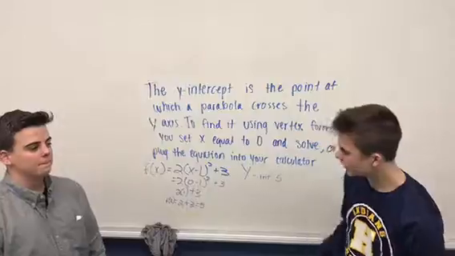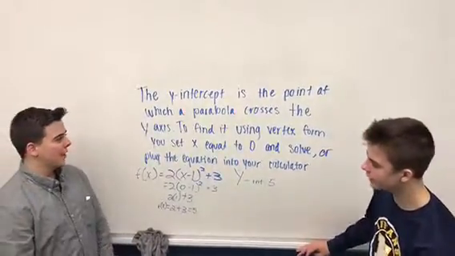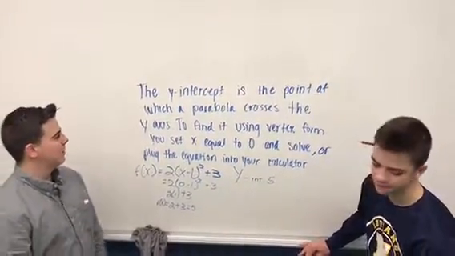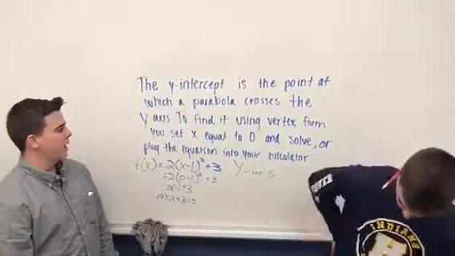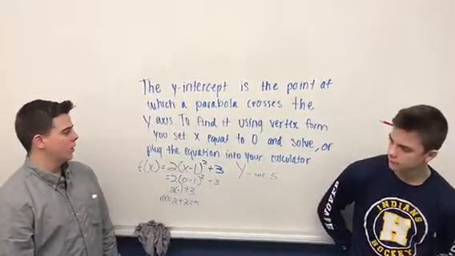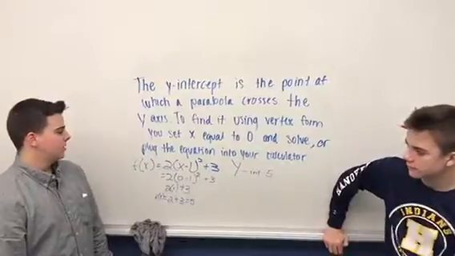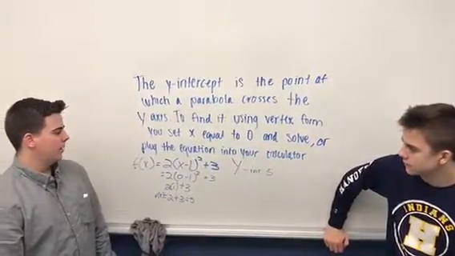Hey, you think you can tell me what a y-intercept is and how to find it? Well, I sure can. The y-intercept is the point at which a parabola crosses the y-axis. To find it, using vertex form, you set x equal to 0 and solve, or you can plug the equation into your calculator.